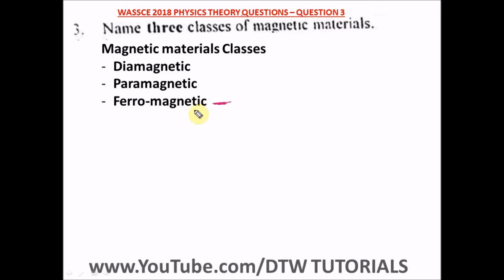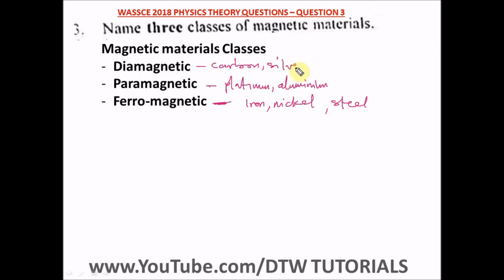Some examples of ferromagnetic materials are your iron, your nickel, and some alloys like steel. They exhibit strong magnetism, and even without the presence of an external magnetic field, they already exhibit little signs of magnetism. For paramagnetic materials, you have examples such as platinum and aluminium. They are not as strong as your ferromagnetic. While for diamagnetic materials, examples are your carbon, silver, and mercury.